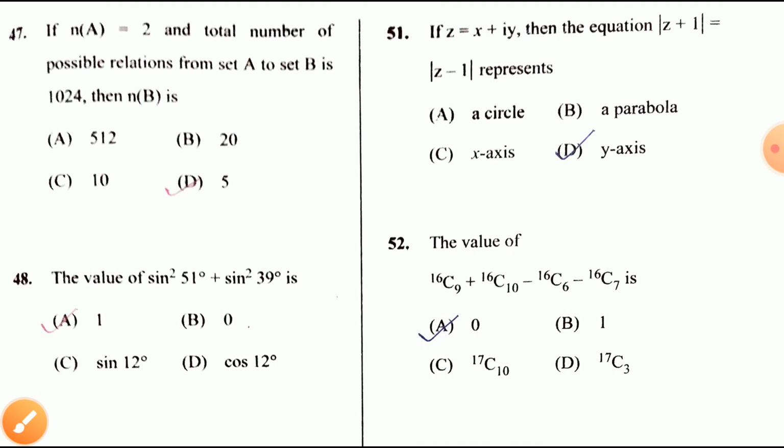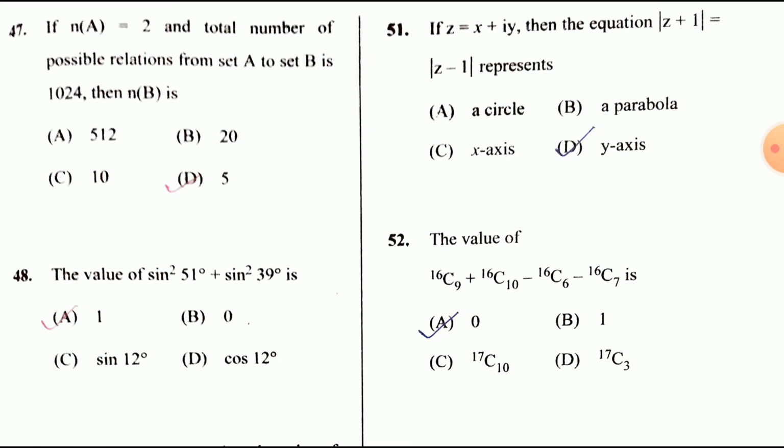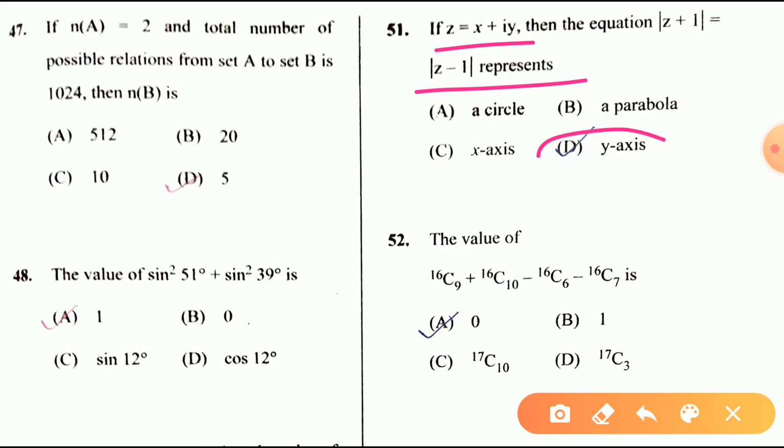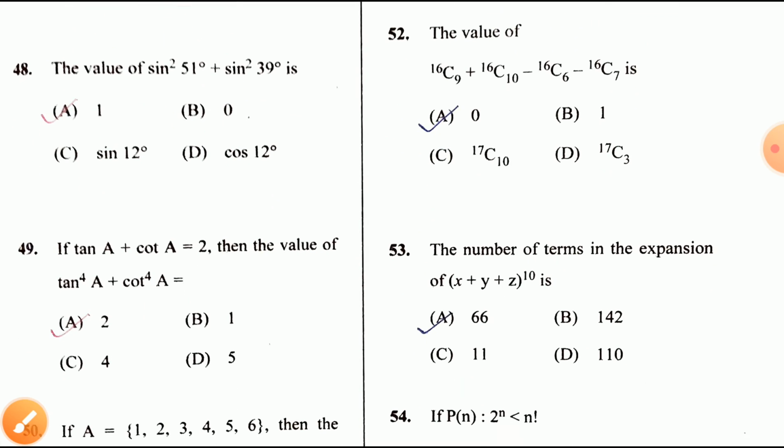Question number 51. If z is equal to x plus iy, then the equation modulus of z plus 1 is equal to modulus of z minus 1 represents y-axis because x is equal to 0. After simplification we get x is equal to 0. X is equal to 0 shows that equation of y-axis. Okay.